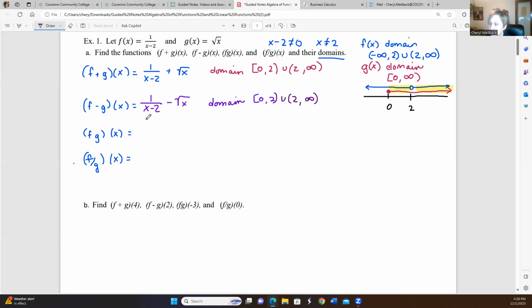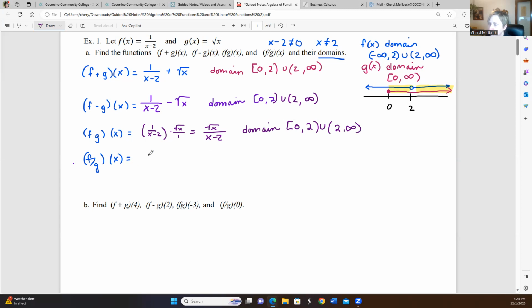Here, f times g is what you would think. It's going to want us to take 1 over x minus 2 times the square root of x. We can put that over 1. We could clean that up to simply be the square root of x over x minus 2. It will have the same domain, which would be the overlap. So from 0 to 2, not inclusive, and then 2 to infinity.